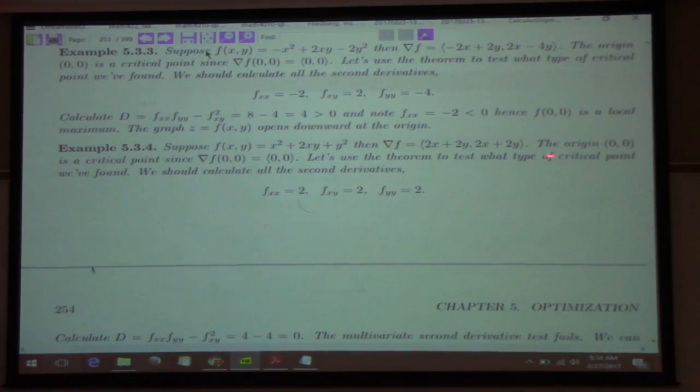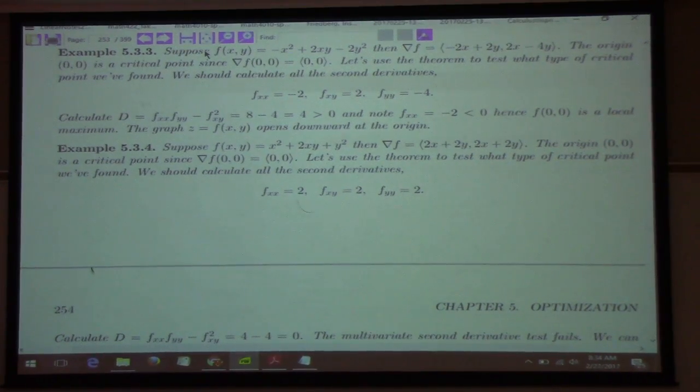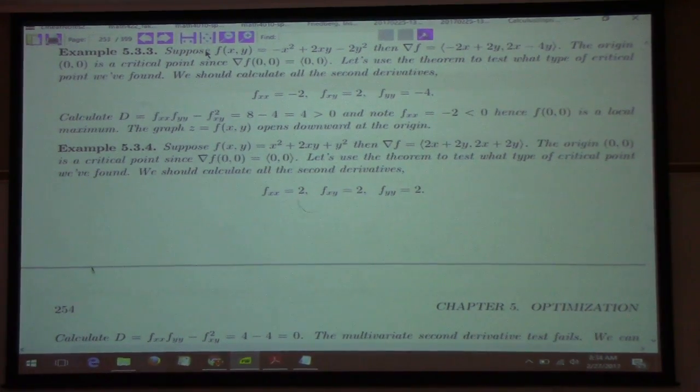So we can use a theorem to determine the nature of the critical point. Calculate my second derivatives: 2, 2, 2. Man, this example is very, very symmetrical. And then you calculate the Hessian, you get 2 times 2, which is 4, minus 2 squared, which is also 4. So the Hessian is 0. So this is the case where the second derivative test is silent.